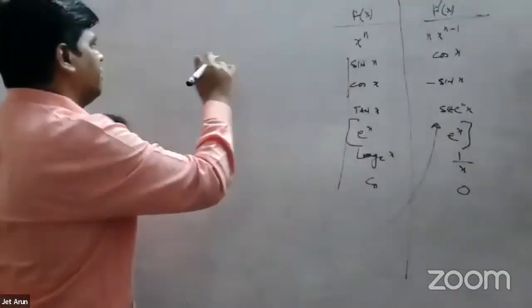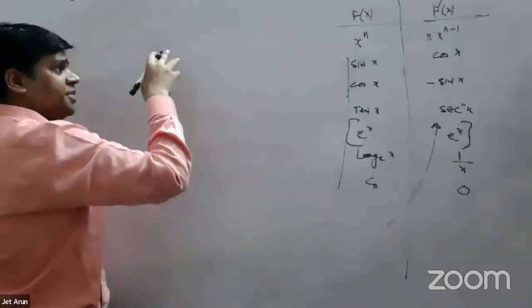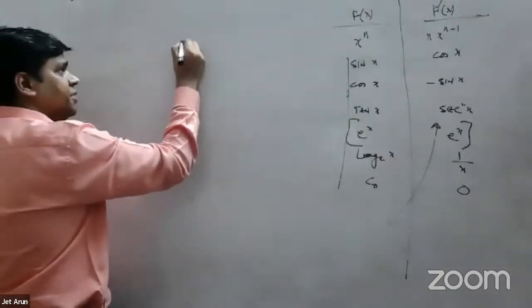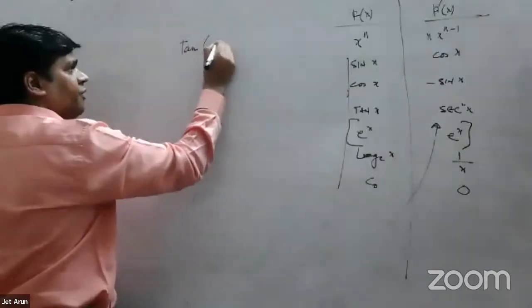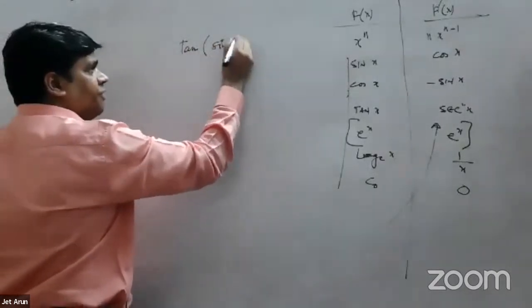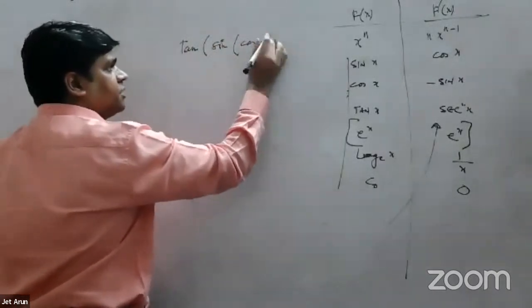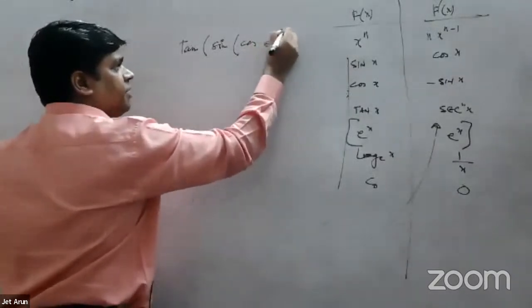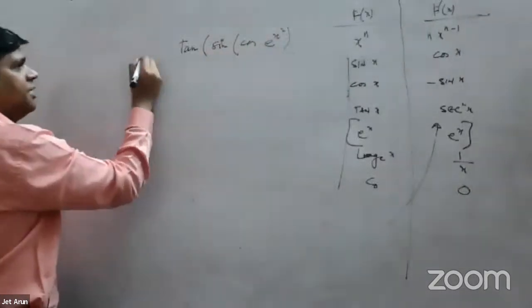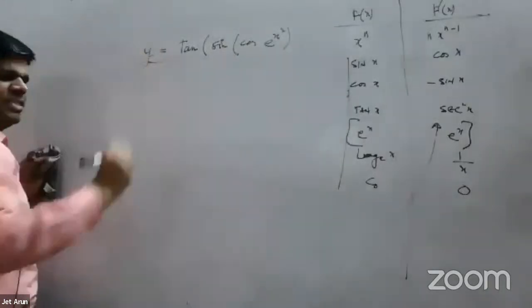Now, no matter how many functions you have, let us say you have got hell lot of functions. Yes, I'll take 3 functions or 4 functions together. I'll write tan of, sine of, cos e power x square. I'll write this function. Let us differentiate this one. Some random function I've written.